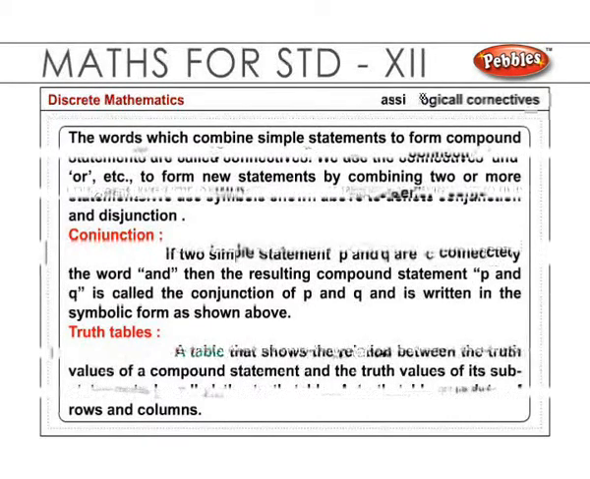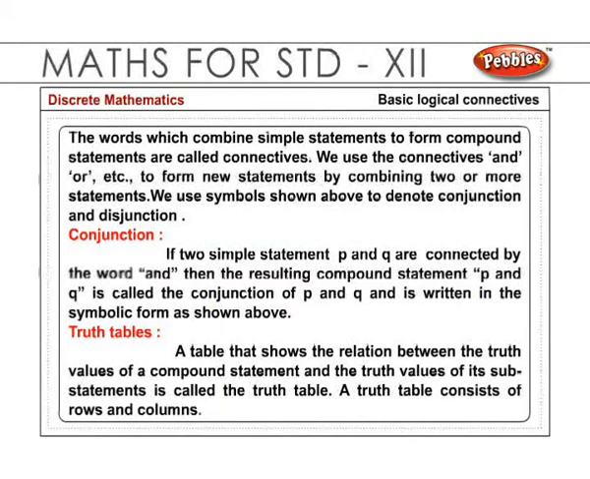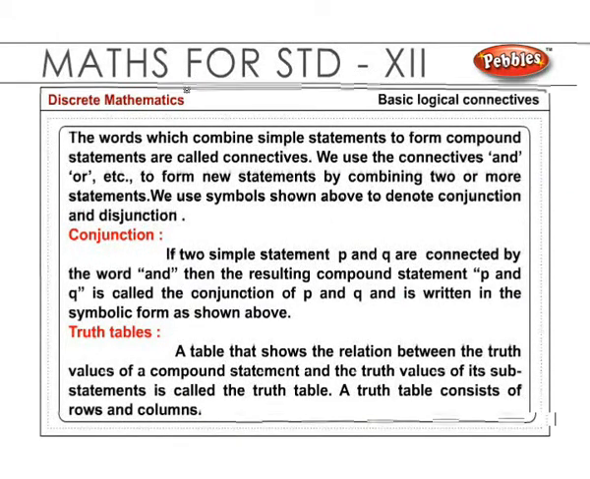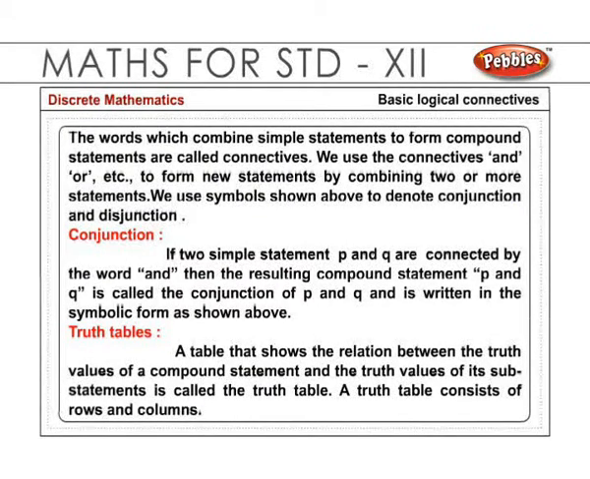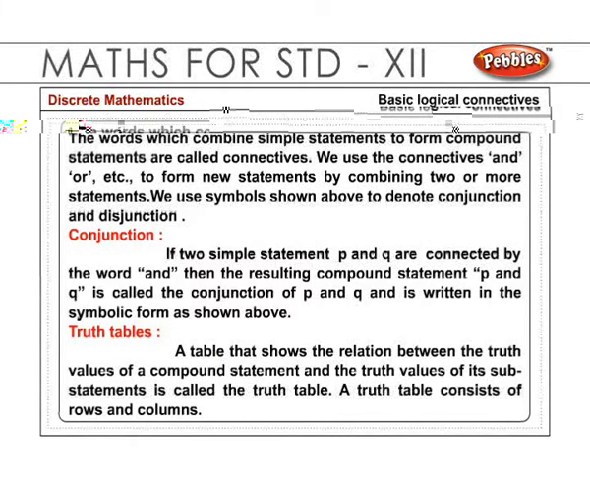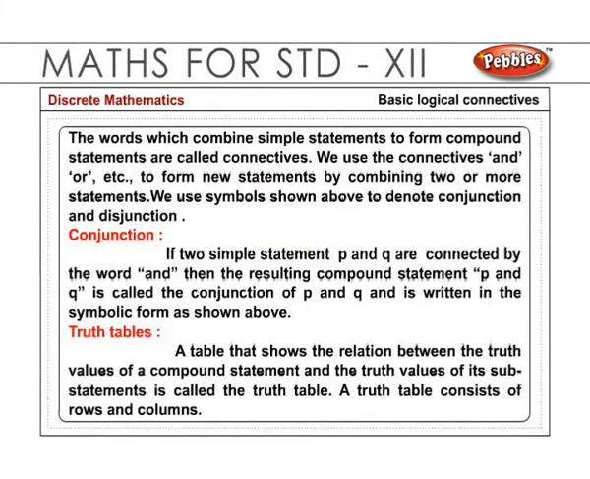Basic logical connectives. The words which combine simple statements to form compound statements are called connectives. We use the connectives and, or, etc. to form new statements by combining two or more statements. We use symbols shown above to denote conjunction and disjunction. Conjunction. If two simple statements P and Q are connected by the word and, then the resulting compound statement P and Q is called the conjunction of P and Q and is written in the form shown above.